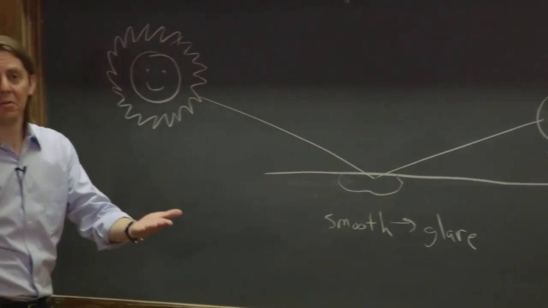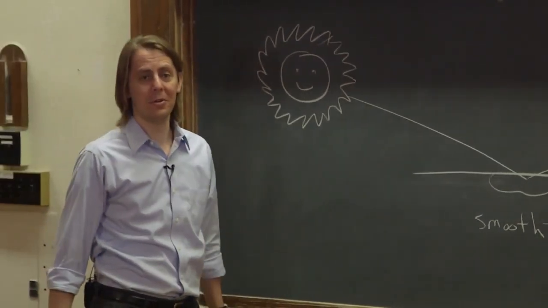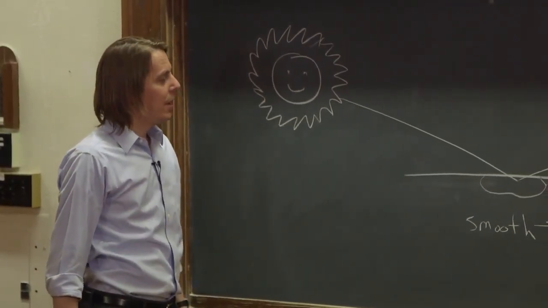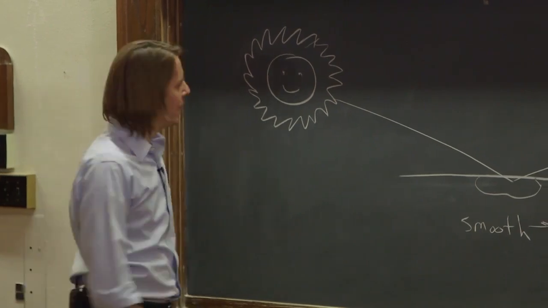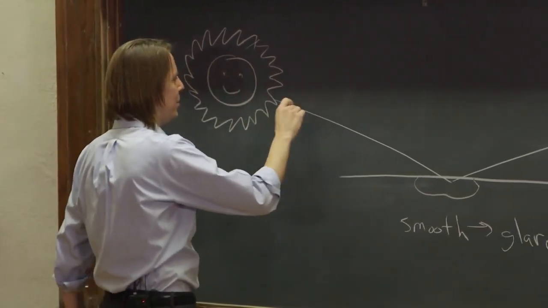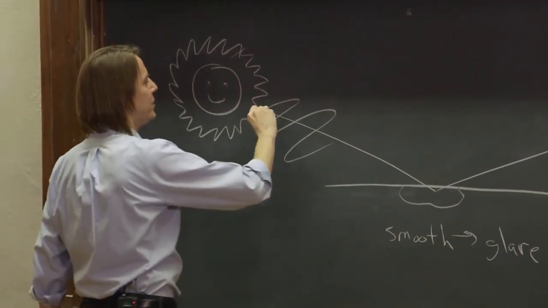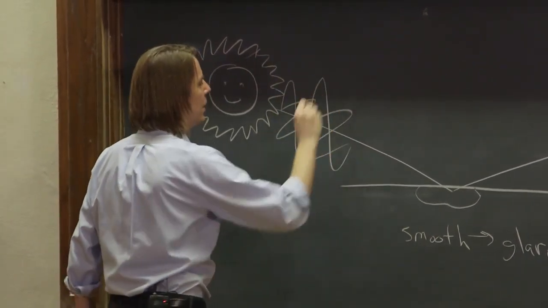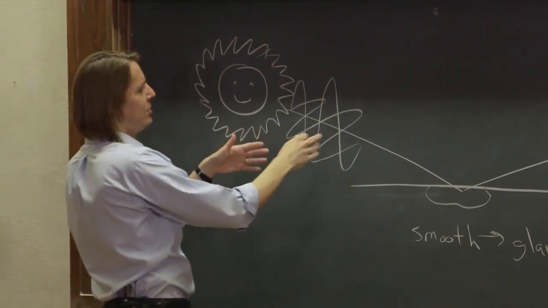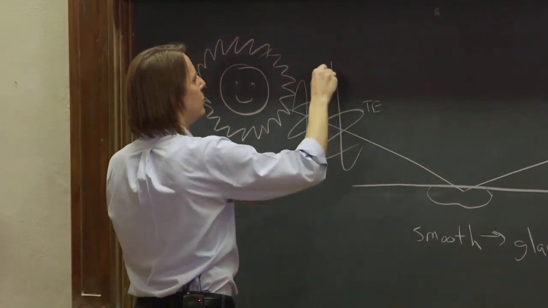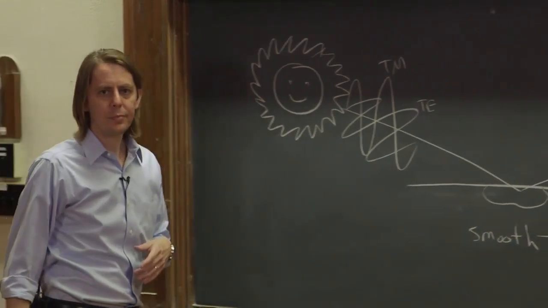You're essentially looking at the sun. You're seeing its direct reflection in a surface. So that's glare. And you don't want glare, right? So the sun sends us essentially a plane wave that has both polarizations in it. So it has, let's see, this would be TE, and this would be TM.